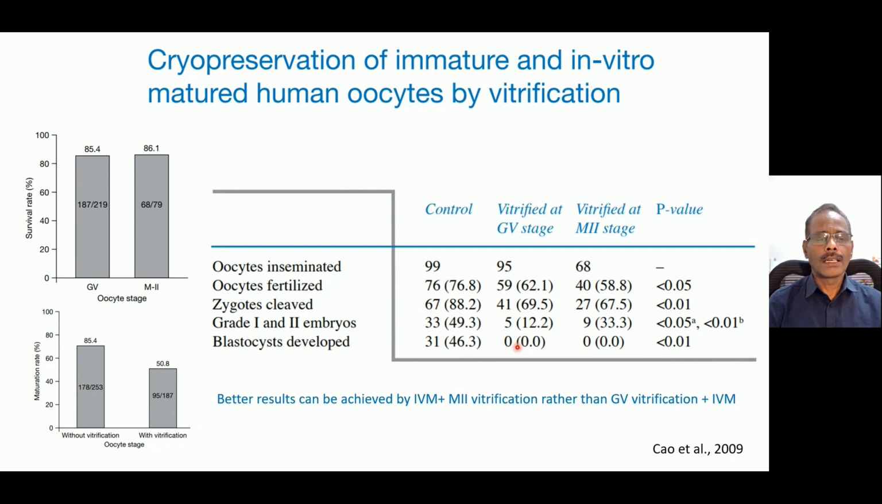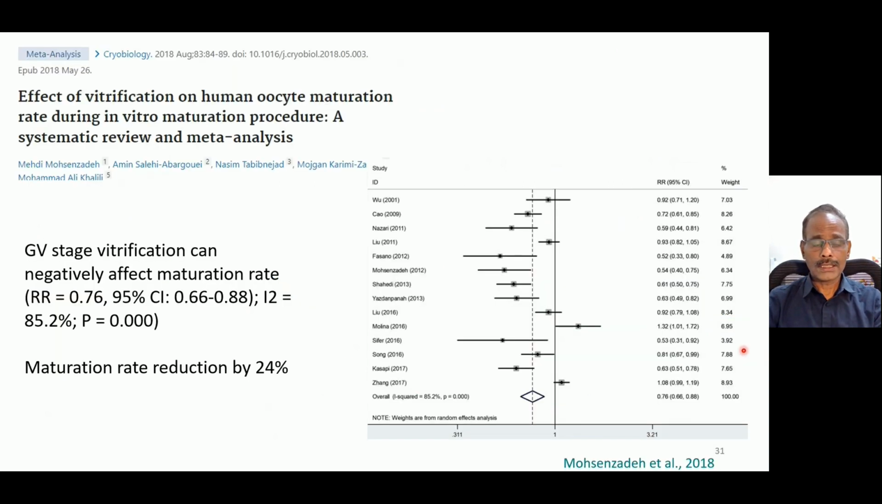Here is the data which compared when to do vitrification. Suppose we get GV oocytes, whether to vitrify them at the GV stage or mature them and then do vitrification. There's the comparison between the two groups, vitrified at GV stage and vitrified at metaphase 2 stage post-IVM. And here the data shows that we can achieve better success by performing in vitro maturation, and when they attain metaphase 2 stage, then you can vitrify them instead of freezing them at the GV stage. We believe that GV stage chromatin is more intact and more stable, but the data shows that it is always better to do in vitro maturation and then vitrify, so you'll have better success.